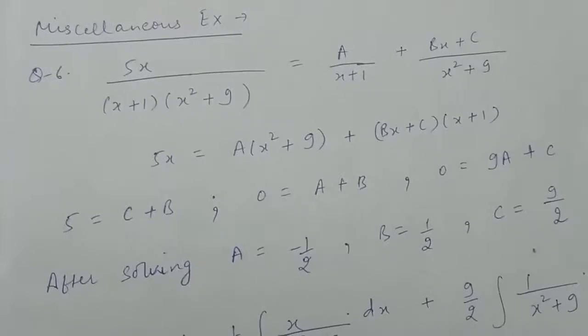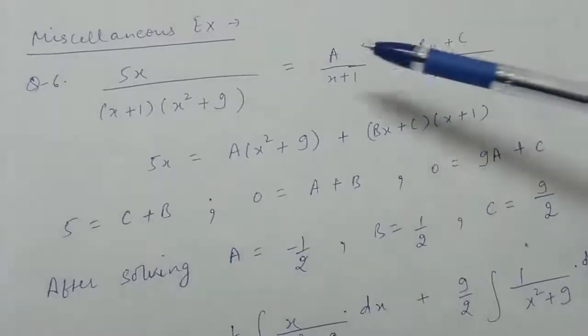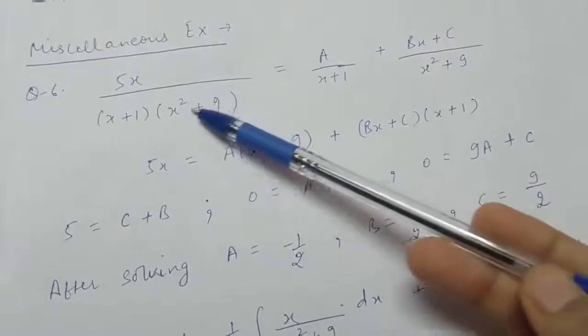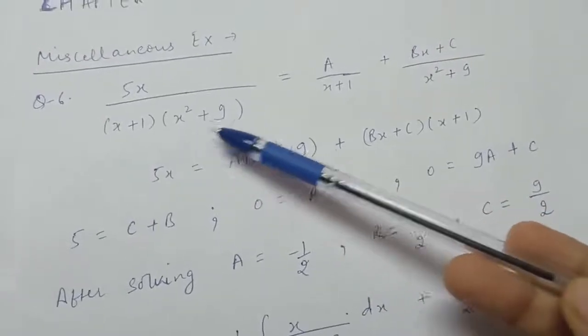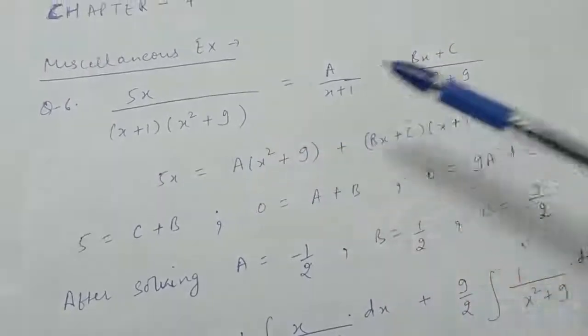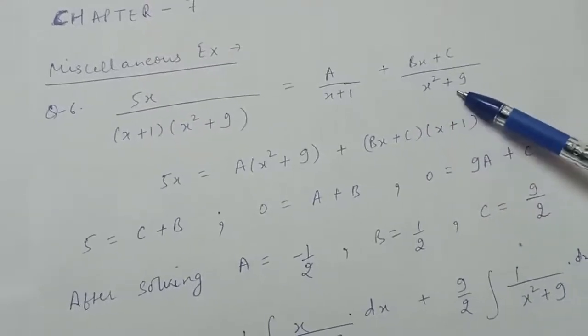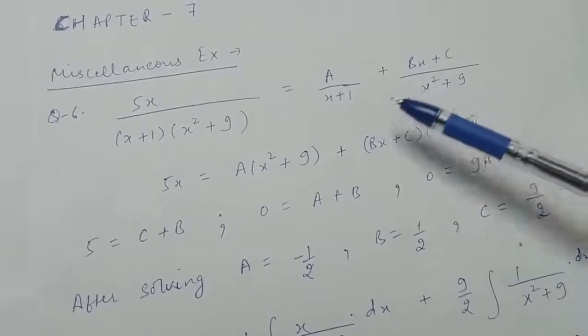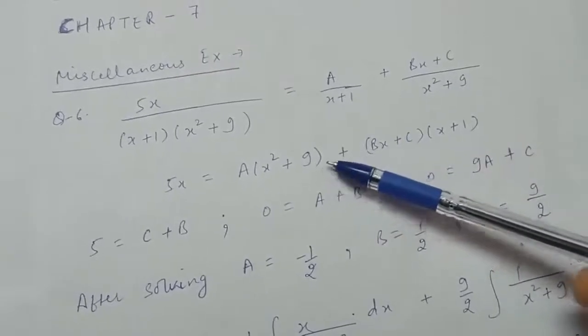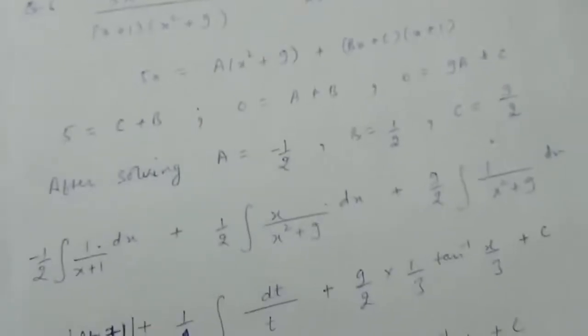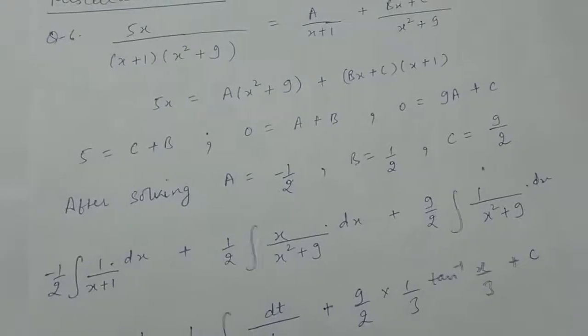So this function can be written as A upon x plus 1. Also see this x square plus 9 cannot be further solved, therefore plus (Bx plus C) upon (x square plus 9). Now take the LCM, you will get A into (x square plus 9) plus (Bx plus C) into (x plus 1). Now compare the coefficients.